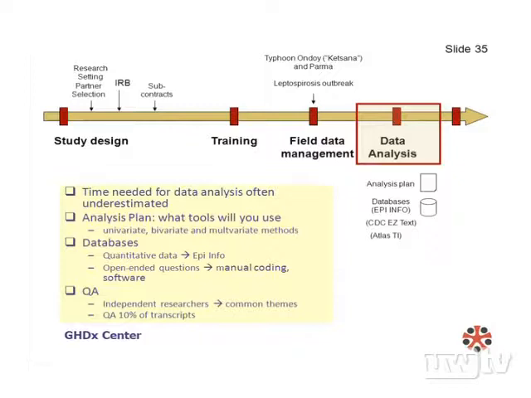Again, for your databases, you might have 2 types of data, qualitative and quantitative, and there are different databases for that. For qualitative data, you can either do manual coding, or now there's better and better software for electronic coding, which is so much nicer. And also during data analysis, QA is still important. For us, for instance, while you had people doing coding on the narratives, we actually had 2 independent researchers doing that, and then they come together to see whether the coding matched and whether they came to common themes. And then we also did 10% QA on all of the transcripts.